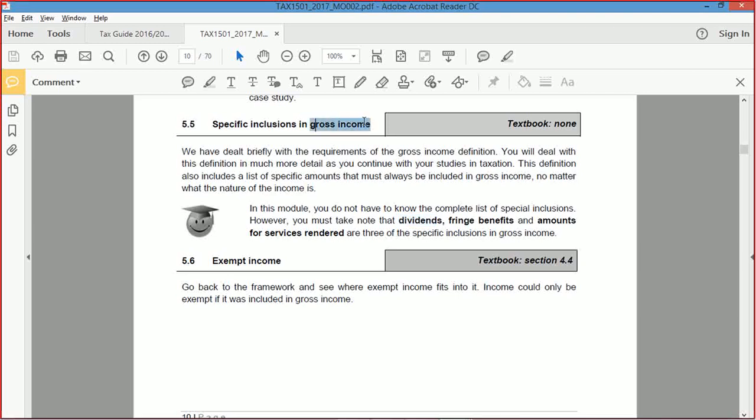And then obviously exempt income is those exemptions that apply to specific line items in gross income. So dividends will be included as a specific inclusion in gross income, but then there'll be a special exemption for it, which makes it exempt income. It's just different classifications for income that you need to disclose to SARS.